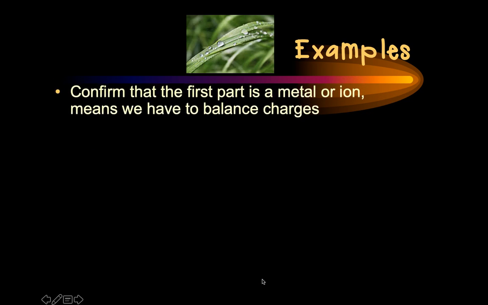Let's try a few more examples. So the first thing we check is, is the first thing a metal or an ion? Meaning we have to balance charges. So calcium, is that a metal or an ion?